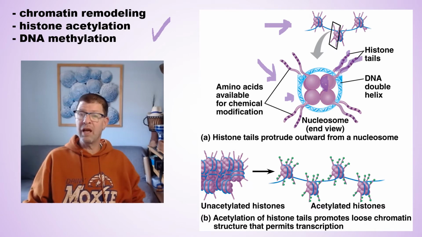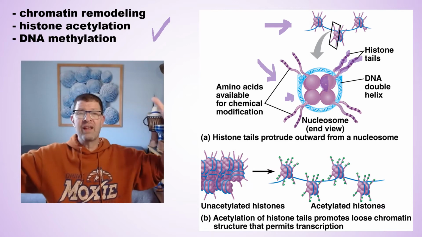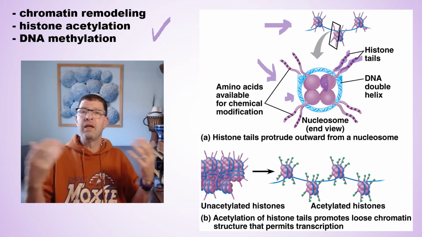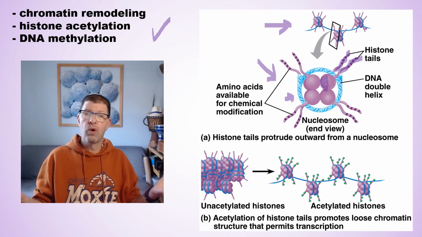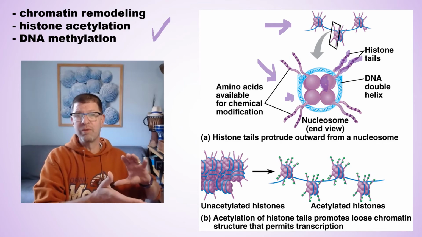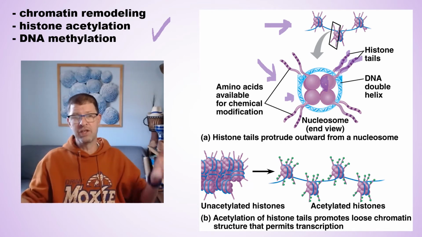And sometimes if the little pellet is a little bigger or a little smaller, or if the little tail has chemicals on it, it will prevent that DNA from being unpackaged, or it will cause a part of the chromosome to become more likely to be unpackaged and transcribed.